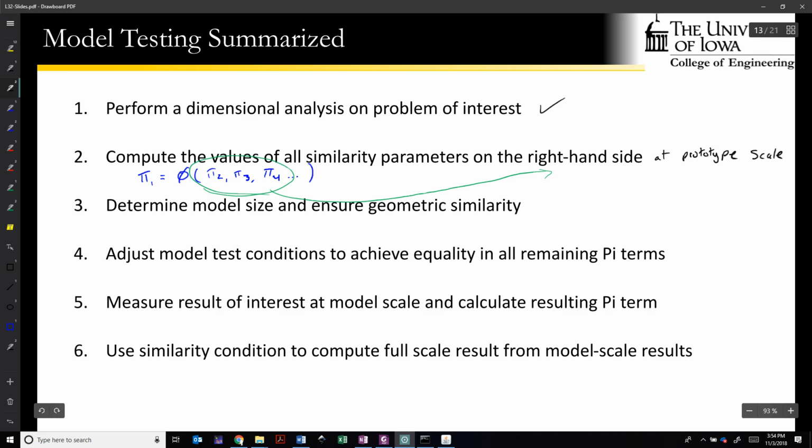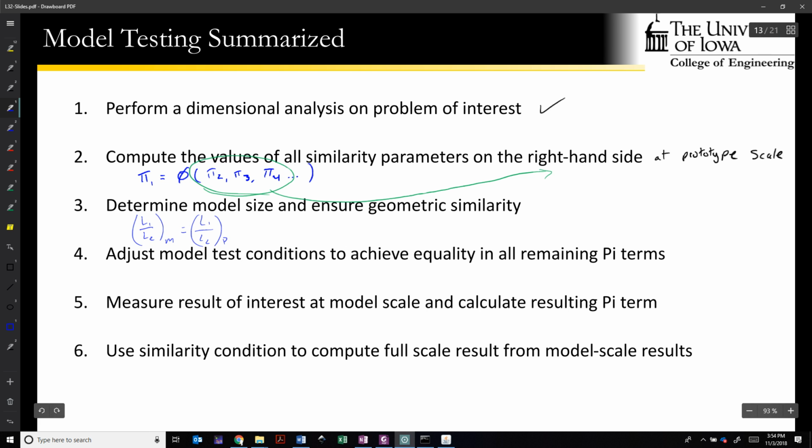Next, we're going to determine how large our model is going to be, use that to fix our geometric scale factor, and then use that geometric scale factor to correctly scale all the rest of the geometry so that we correctly maintain geometric similarity. In other words, all of the different features or lengths, L1 over L2 at model scale, have to equal L1 over L2 at prototype scale.